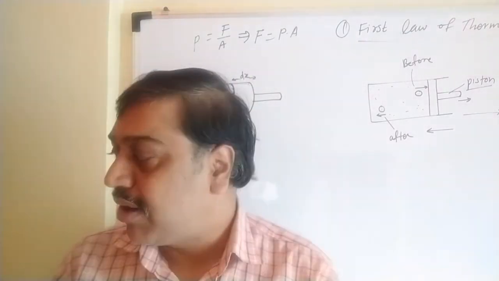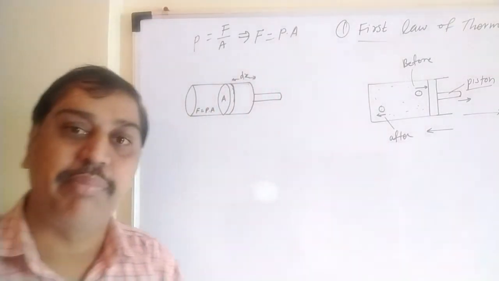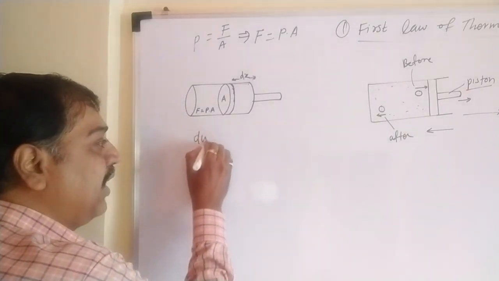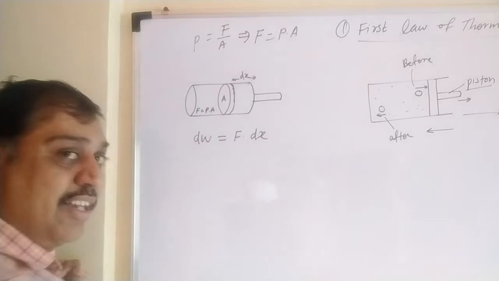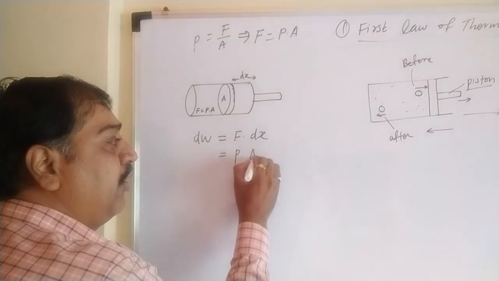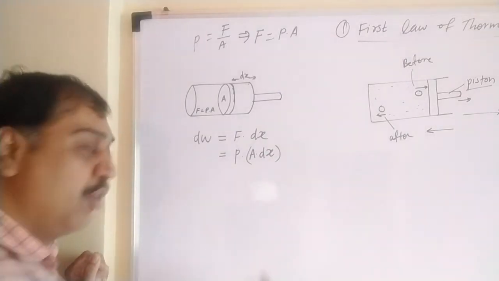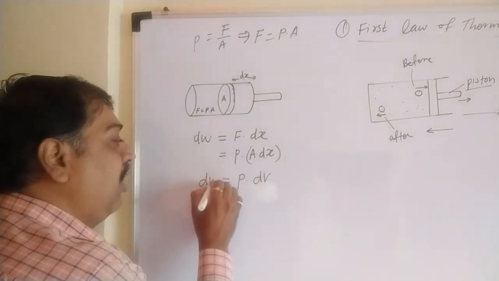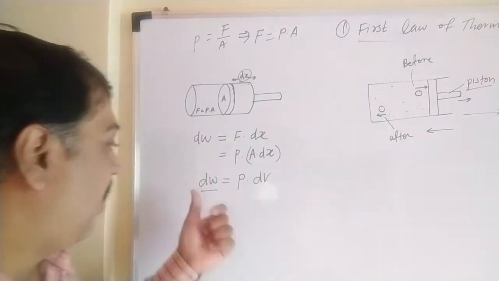Now for a small displacement of the piston by a distance dx, we have to do some work, and that work done can be written as dW equals force into displacement dx. Force is F, displacement is dx. Put the value of force: force is pressure into area, into displacement. Area into displacement gives the volume. So what we get here? Work done equals pressure into change in volume, dW = P dV. This is the work done required for a displacement of the piston by an amount dx.